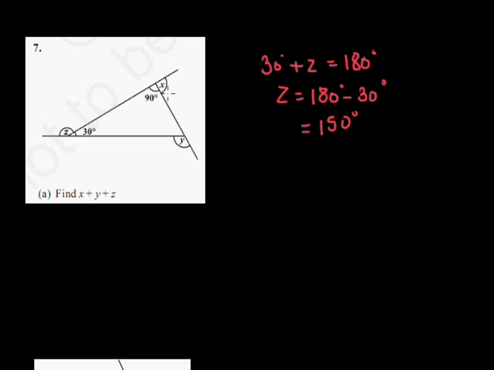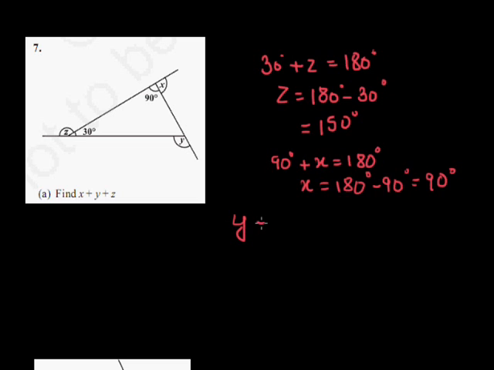Now coming to the value of x, I can again find the value of x. 90 degree plus x is equal to 180 degree. So the value of x will be equal to 90 degree. Now coming to y, we know that y is the exterior angle of this triangle. So I can say the exterior angle y is equal to the sum of interior opposite angles, that is 90 degree plus 30 degree, that is equal to 120 degree.